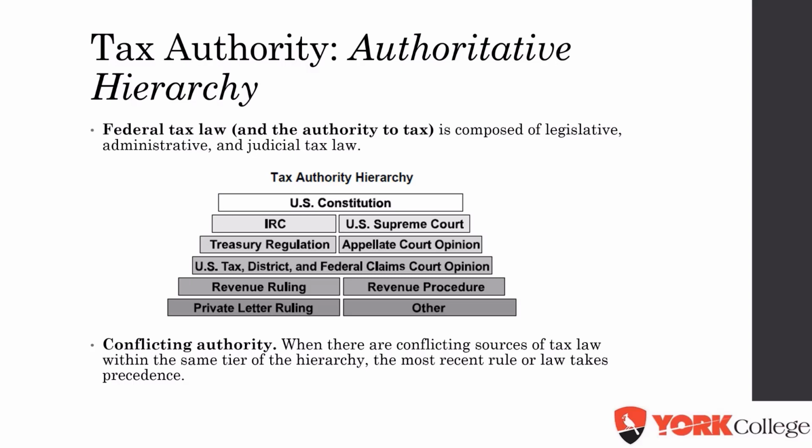sometimes these sources of tax law, because they're split between the three branches of government, can conflict. When this occurs, then we look at this chart to determine whether or not these conflicting sources of tax law fall within the same tier. And if they do, we take the most recent rule or law as precedence.